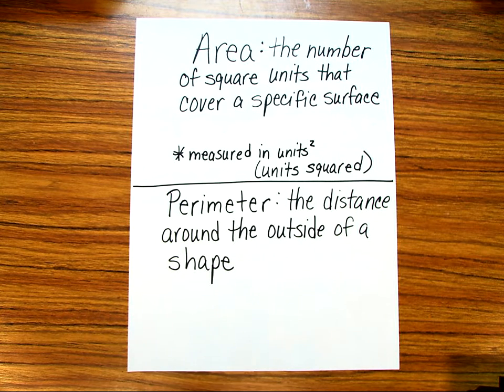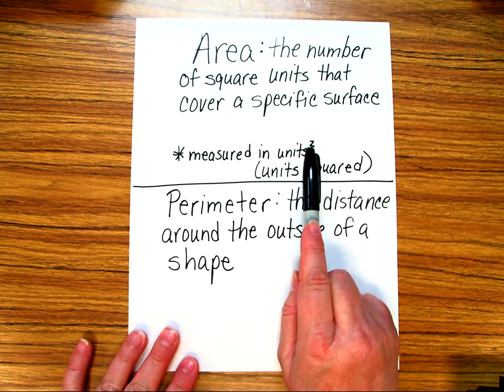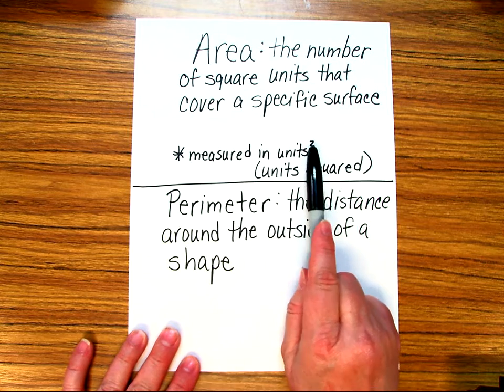Today we're going to discuss area and perimeter. The area is the number of square units that covers a specific surface. It is measured in square units. And as you see, we have units squared. The little 2 up here shows that we're going to reflect square units.